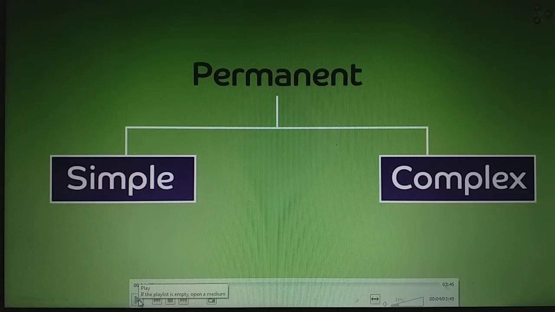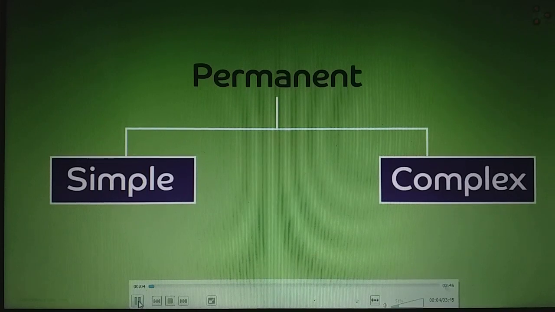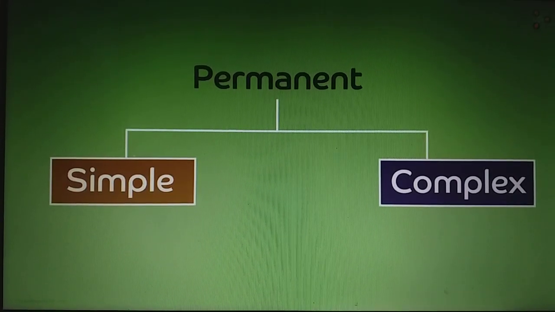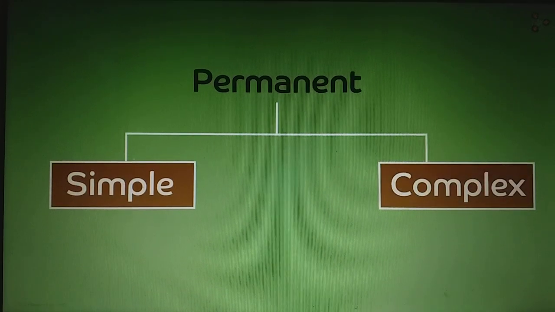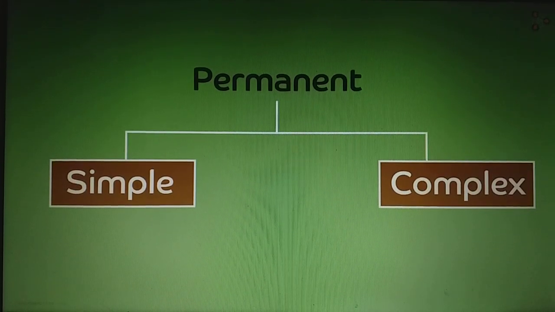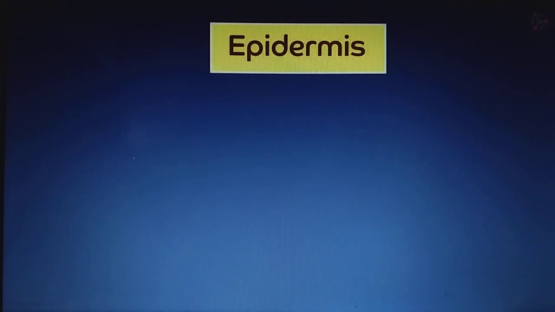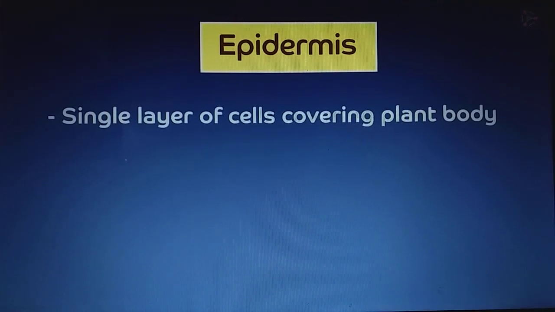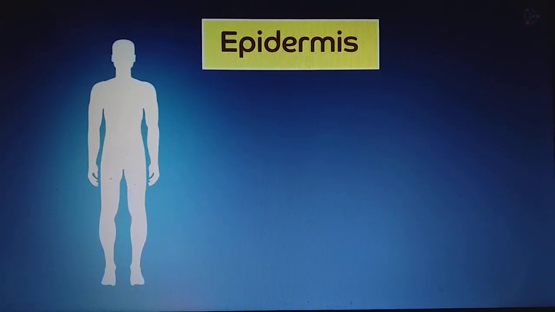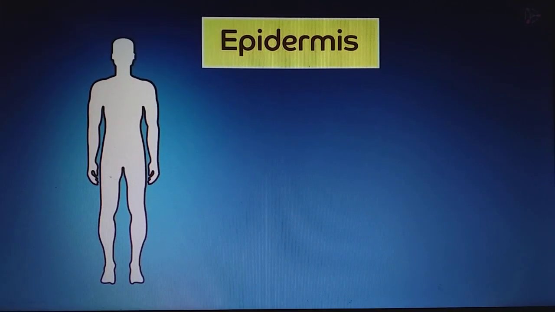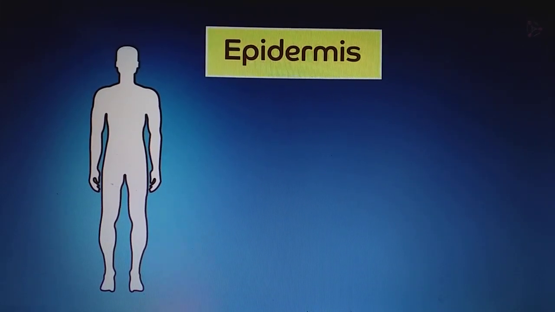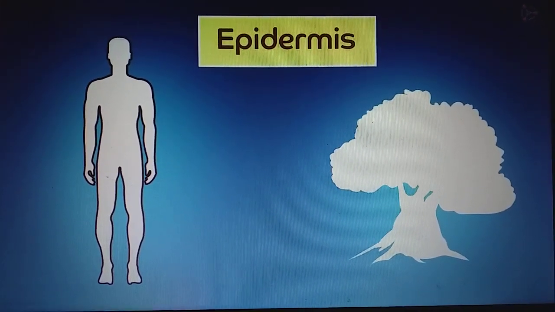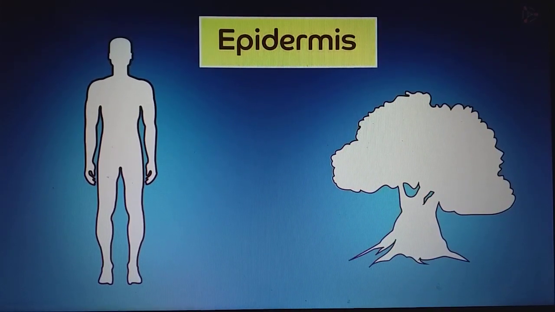So permanent tissue is of two types, that is simple permanent tissue and complex permanent tissue. Simple permanent tissue we already did in the last video. Complex we will start in the next video. So epidermis. Epidermis is single layer of cells covering plant body. Like we humans need skin to cover our body, in the same way plants also have a covering which protects them from external conditions and is named as epidermis.